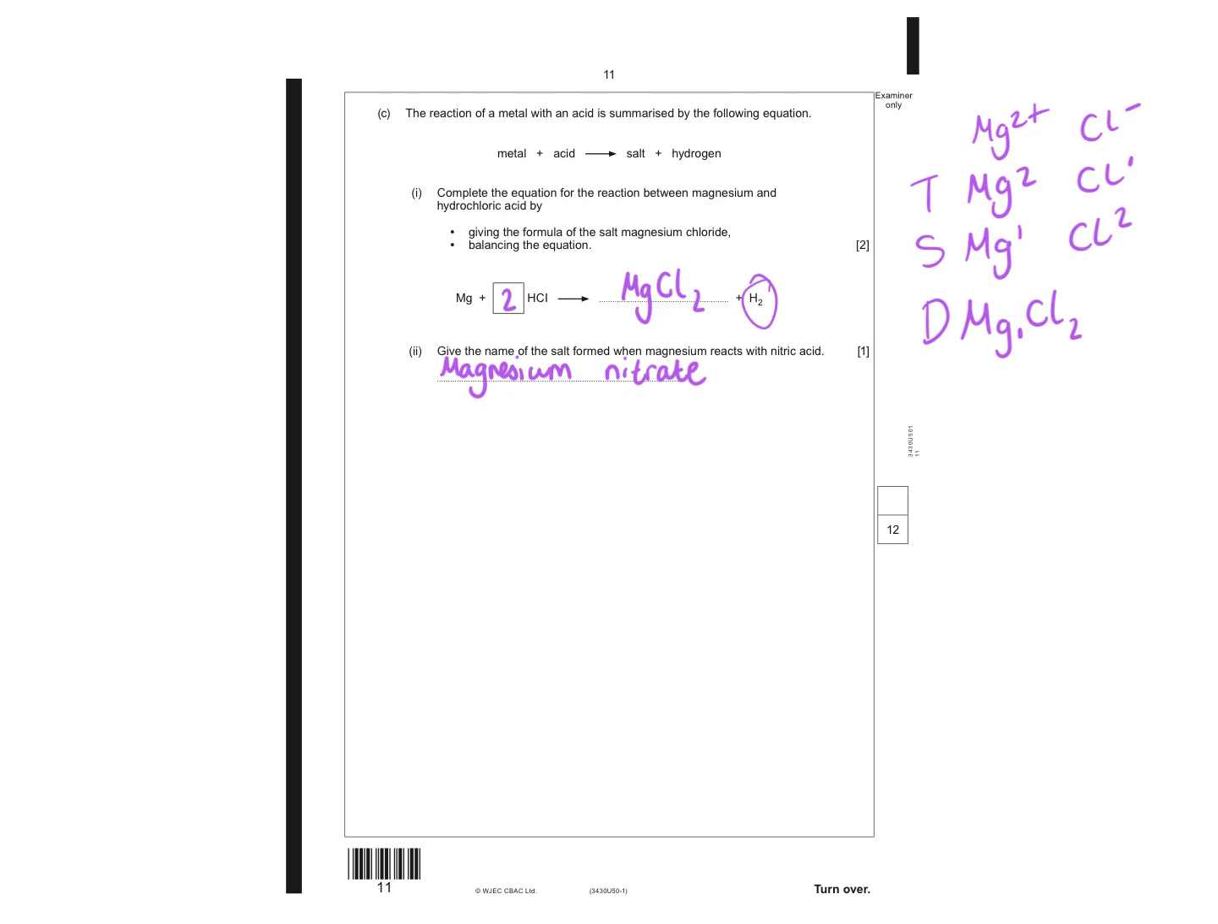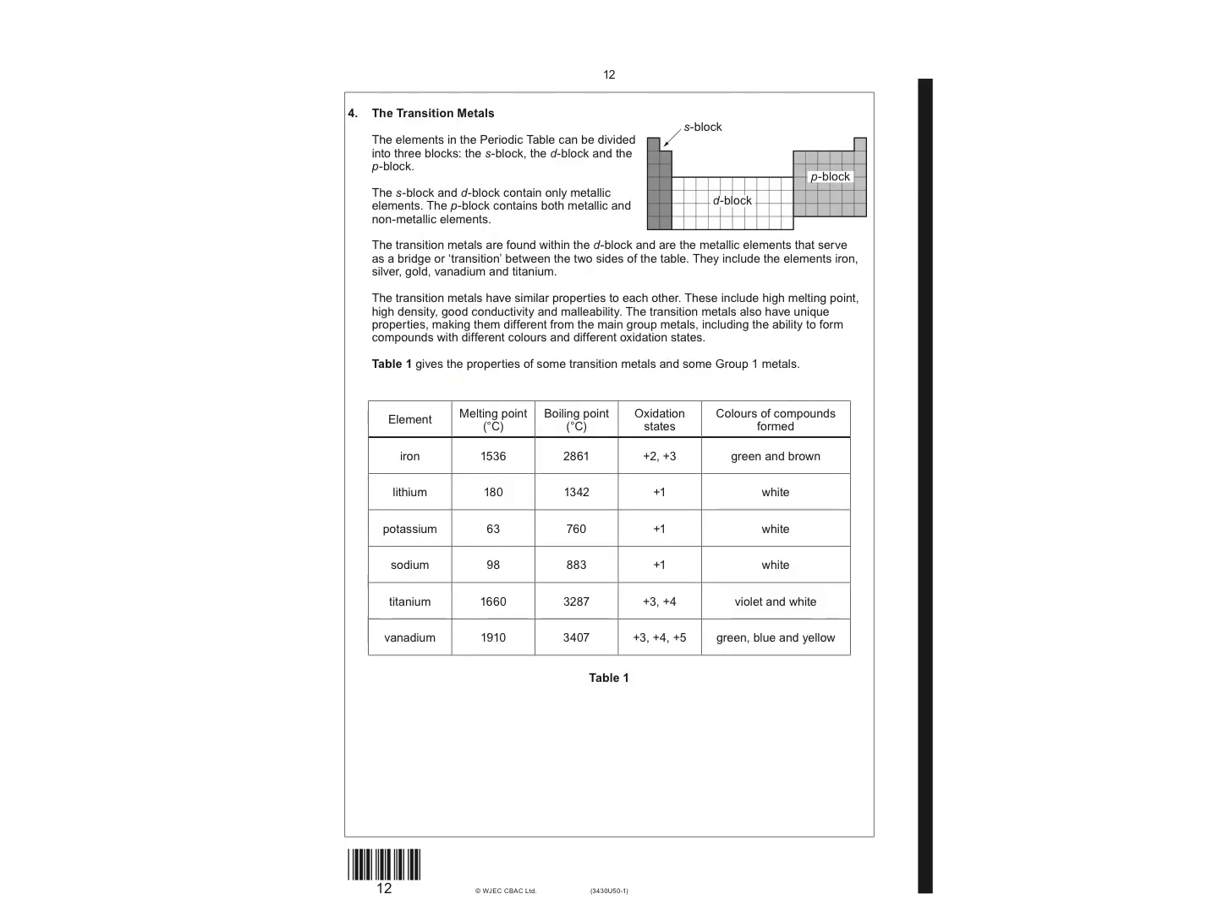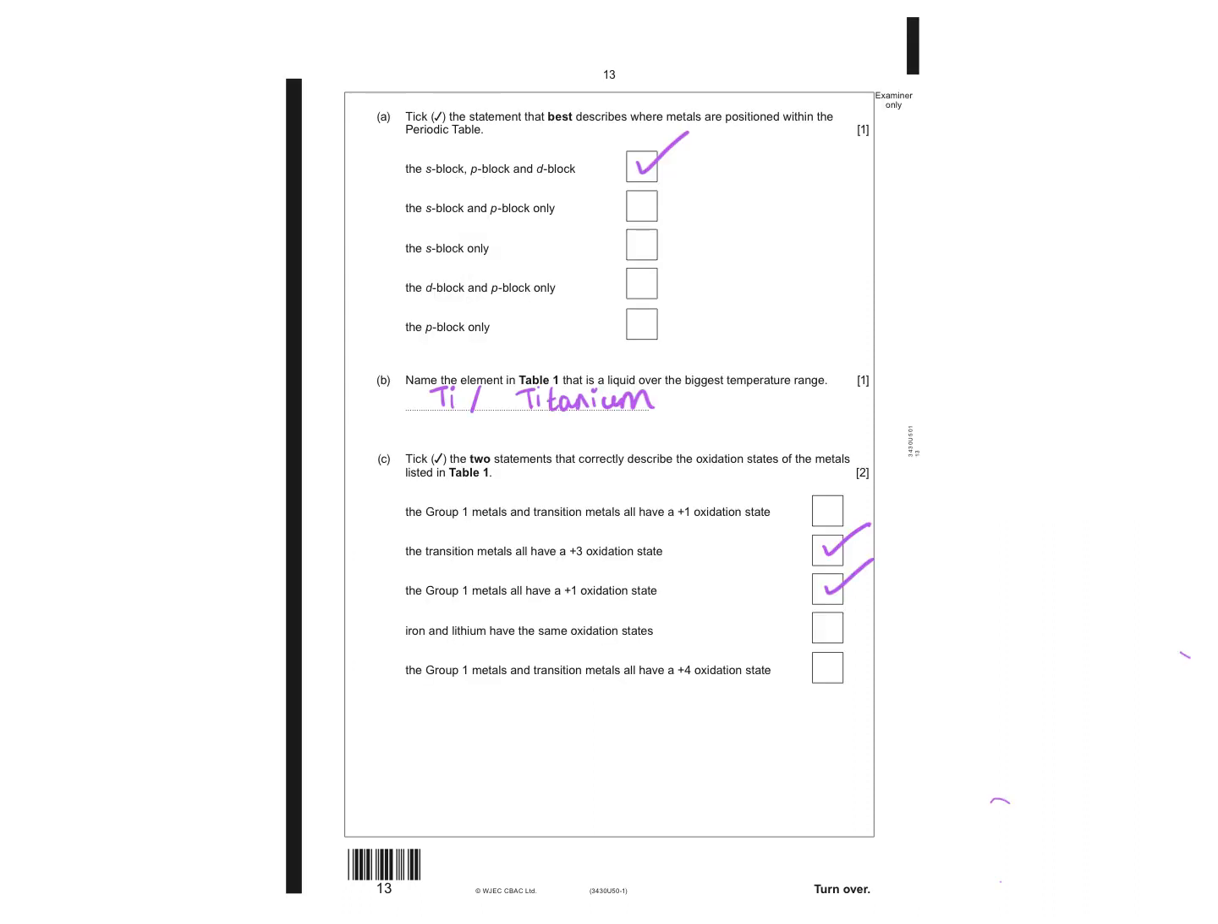Give the name of the salt when magnesium reacts with nitric acid. Remember, nitric acid makes a nitrate. Then there was a lot of information to read from, okay? So this question would have definitely been testing our literacy skills, having to read through and extract information. The statement that best describes where metals are positioned within the periodic table, that answer was within the reading, okay? Name the element in table 1 that is a liquid over the biggest temperature range, so Ti or titanium. And then again, from extracting information, these two would have been the correct answer.